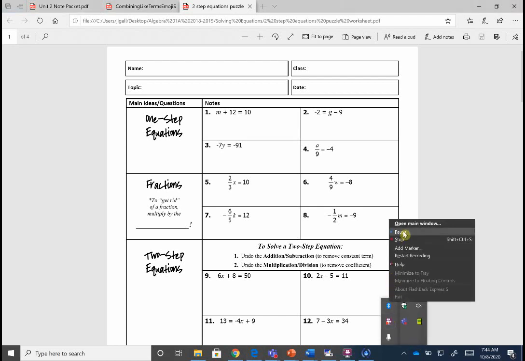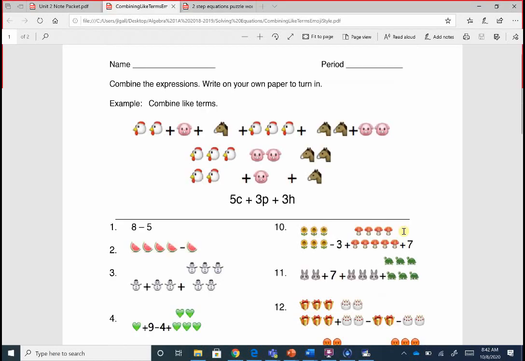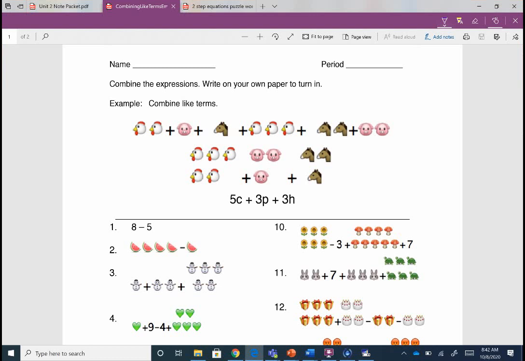Okay. Next level of equation solving. We've done one step, we've done two step. Now we're going to start looking at ones that might require 3 or 4 steps. One of those steps we're going to come across is where we have to combine what are called like terms. When we start solving equations, we're going to have variables and things for us to combine.